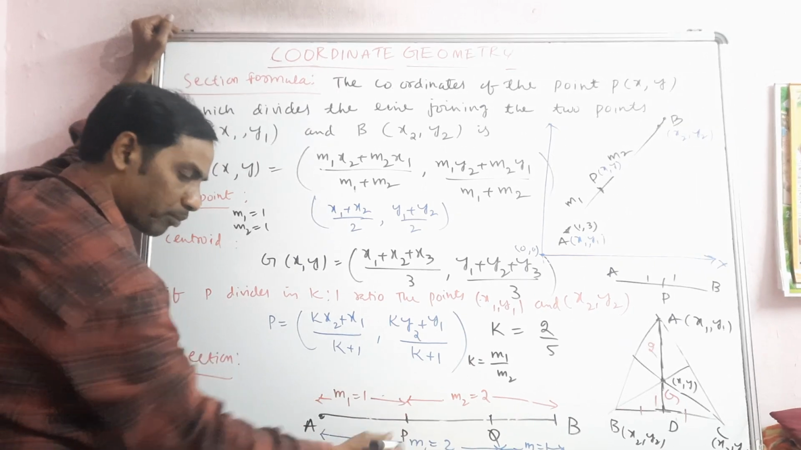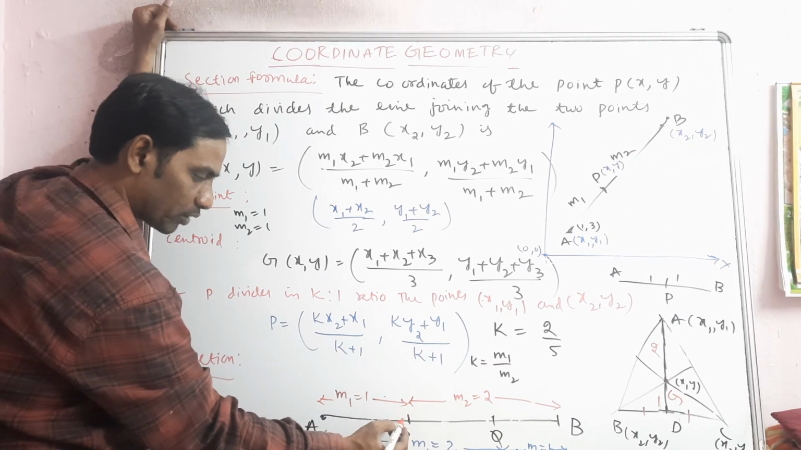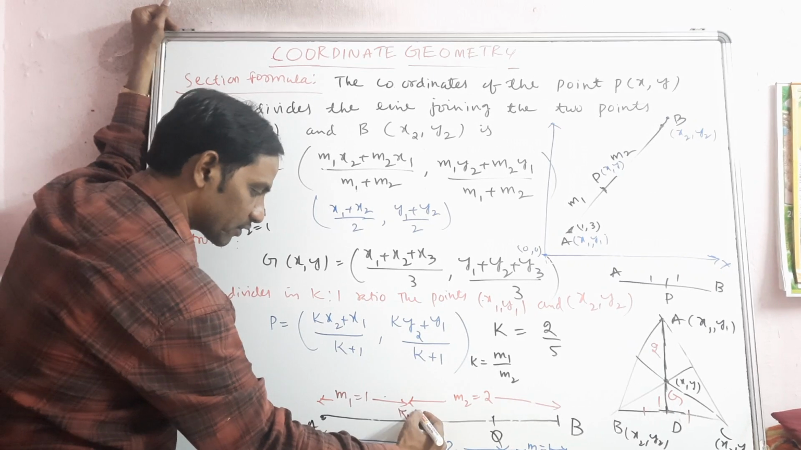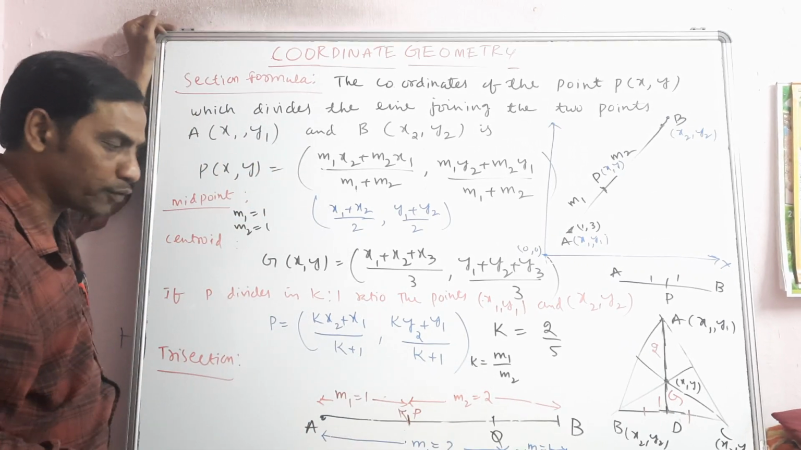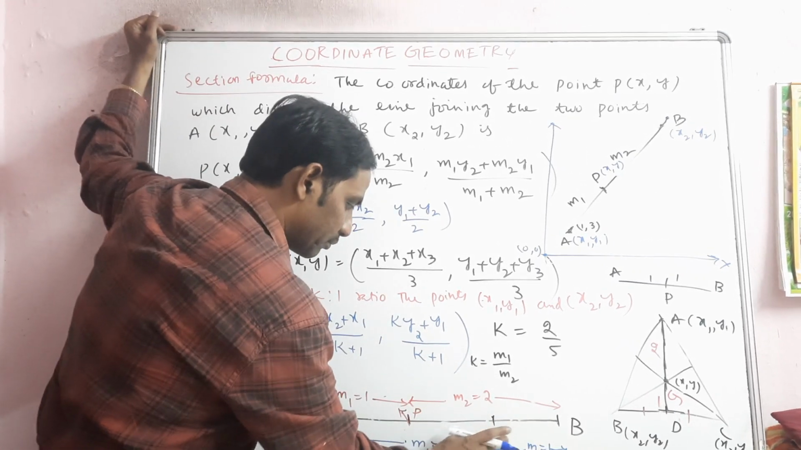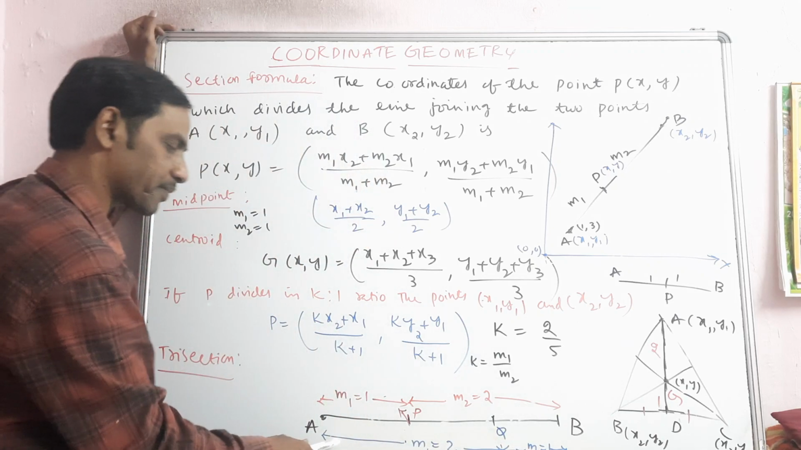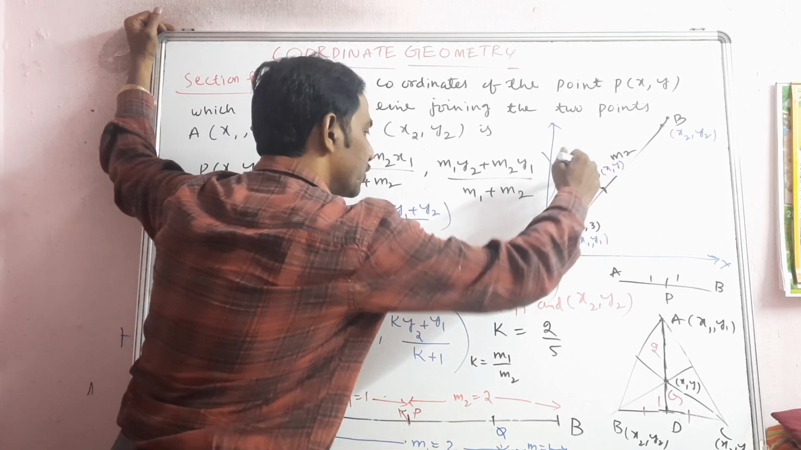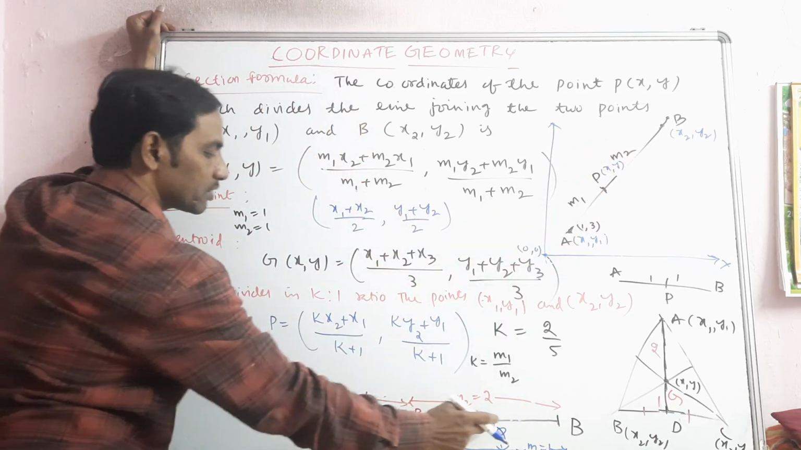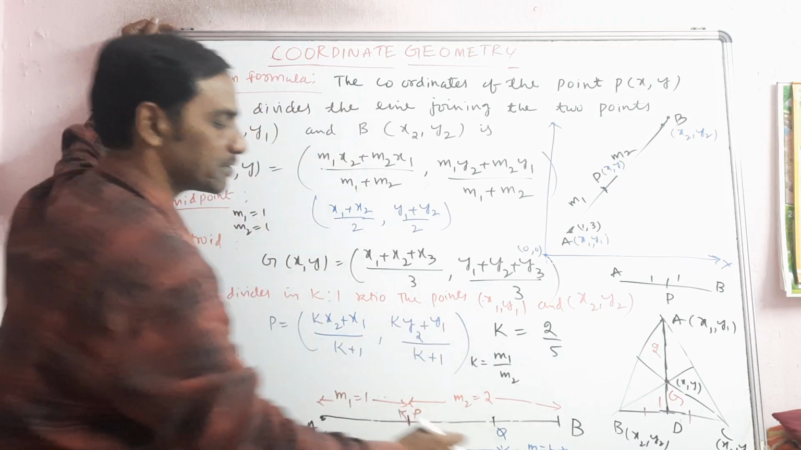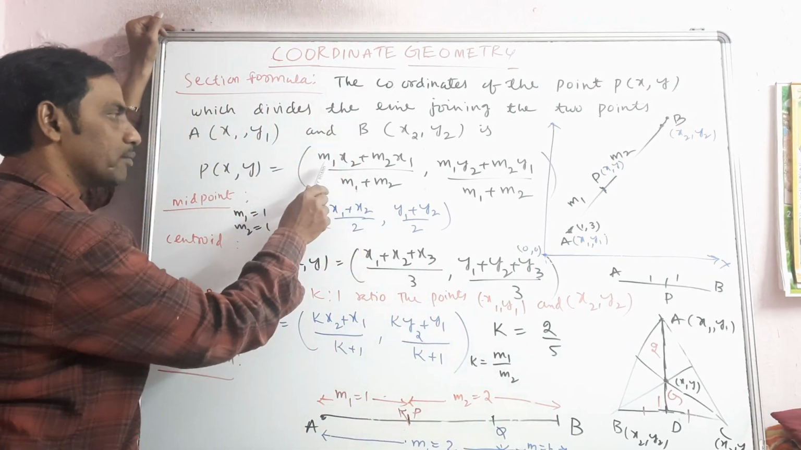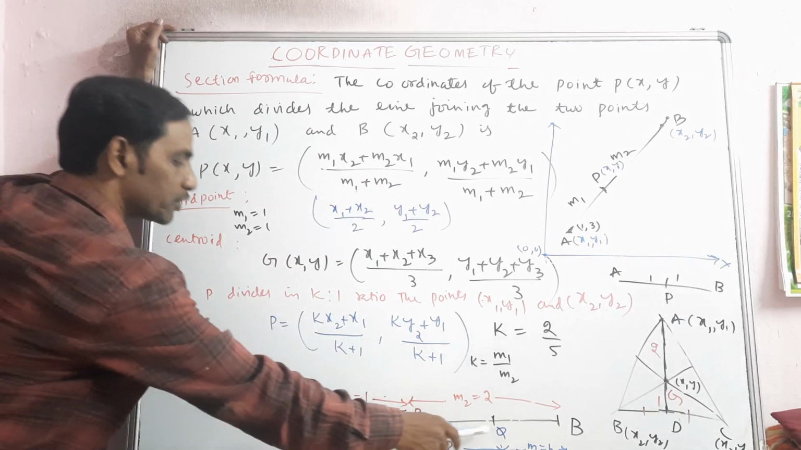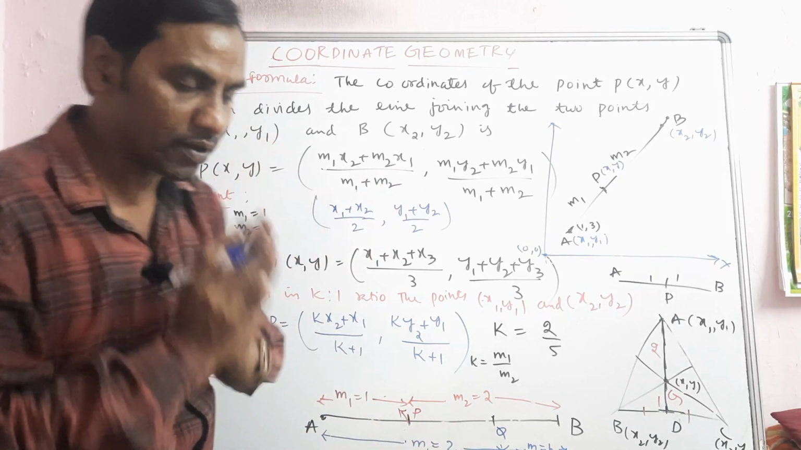Whenever you want the point P, take the red color one, and I will write P also in red so that you understand. Now if you want Q, I will write in blue pen. From A to Q, m1 becomes 2 centimeters and Q to B becomes 1 centimeter. So in place of m1 you take 2 and m2 you take 1, then you will get the point Q. In that way you can do the section formula.